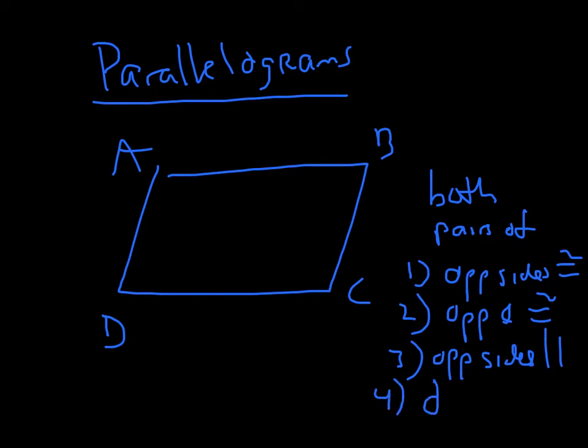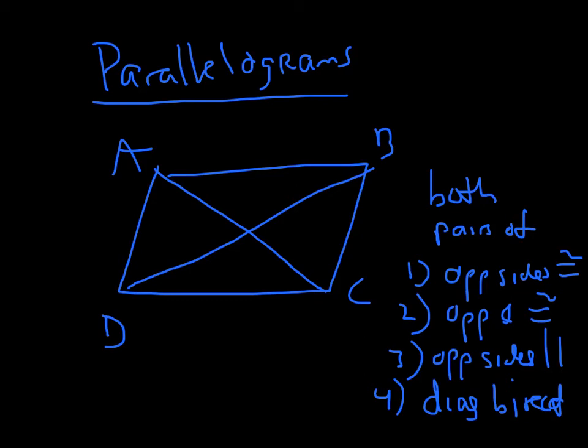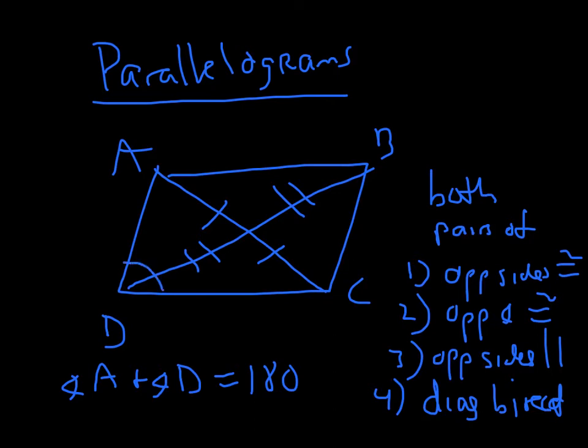Another big one is the diagonals bisect each other. So by that, they're not the same length, but they bisect each other. And don't forget, angle A, and let's say angle D, consecutive angles are supplementary because they are same side interior angles. So A and B would also be supplementary, up to 180.